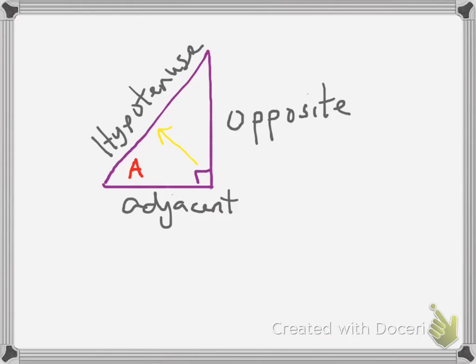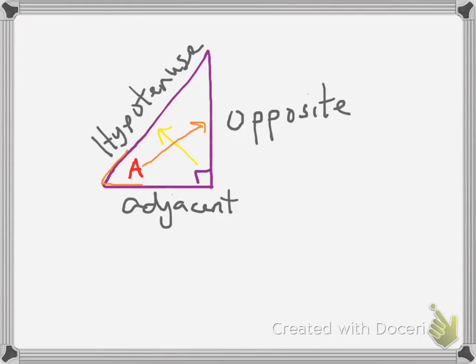Now, the opposite side and the adjacent side do depend on which angle you're talking about. I'm doing a reference from angle A right now in the picture. For angle A, its opposite side is the one directly opposite of it over here. Notice that the opposite side is not used to form angle A. Angle A is formed by these two sides right here, the hypotenuse and this adjacent. So the opposite side does not form the angle.